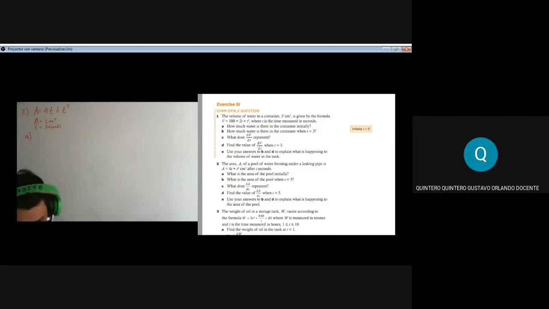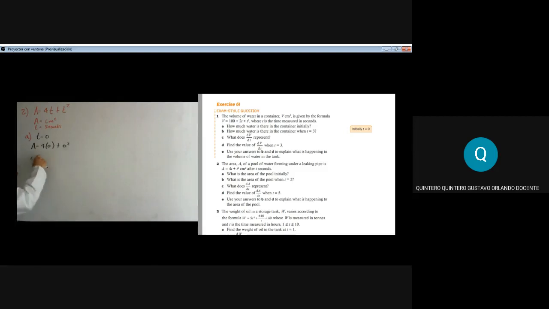All right, let's see. In question A, the first part says, what is the area of the pool initially? The area of the pool initially means when time is 0 seconds. So we're going to do this change in the first equation. The area will be 4 times 0 plus 0 squared, right? What I just did was replace the value of t by 0. And again, why t equals 0? Because the question says initially. Initially, we're going to assume 0 seconds have passed.